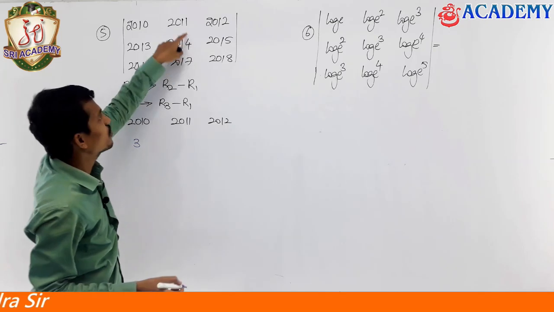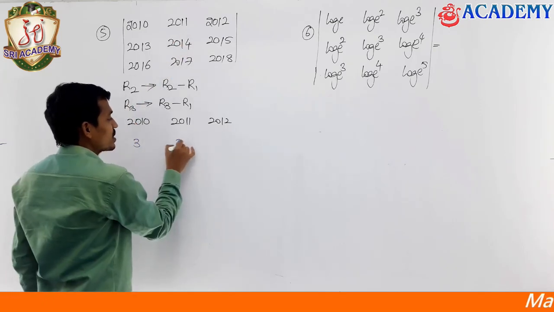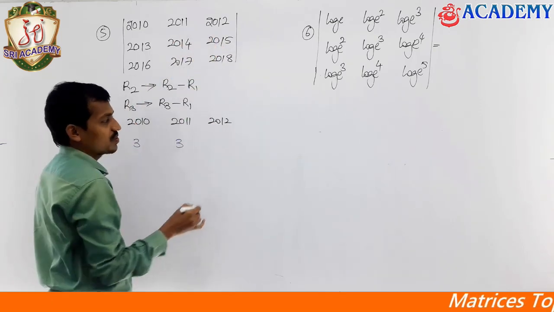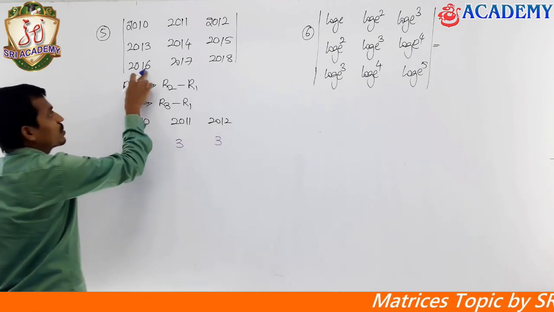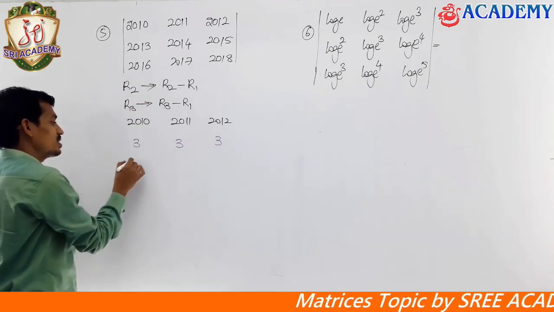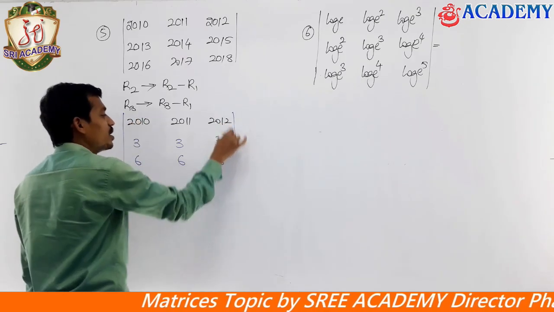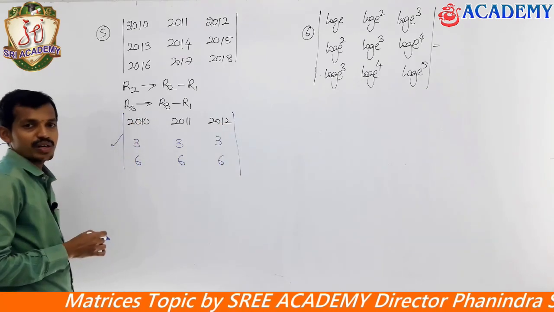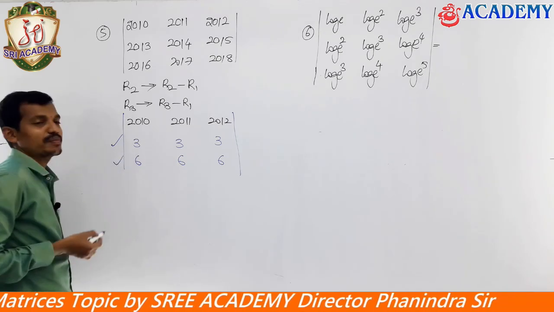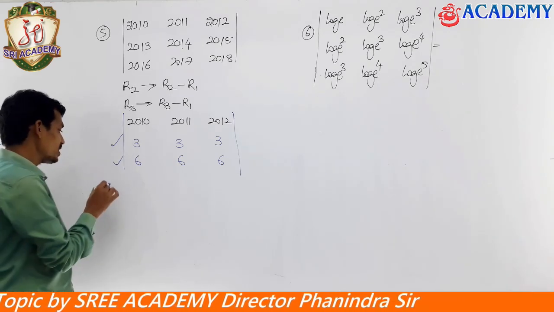Next, 2014 minus 2011 is once again 3. 2015 minus 2012 is 3. Here 2016 minus 2010 is 6, so you will get 6. If you observe, if I multiply row number 2 with 2, you will get row number 3.